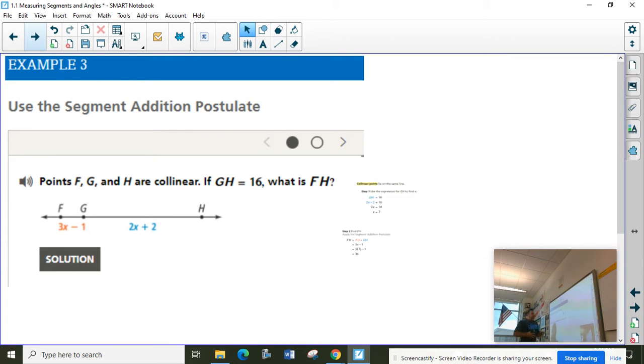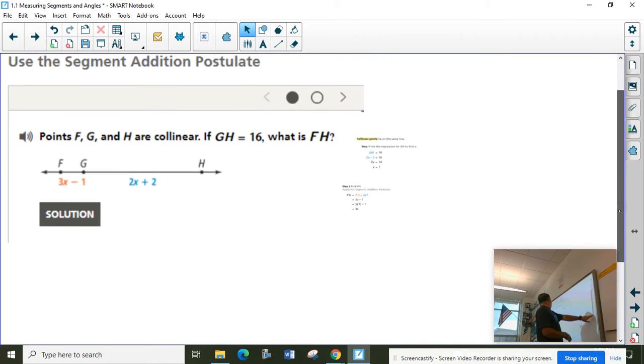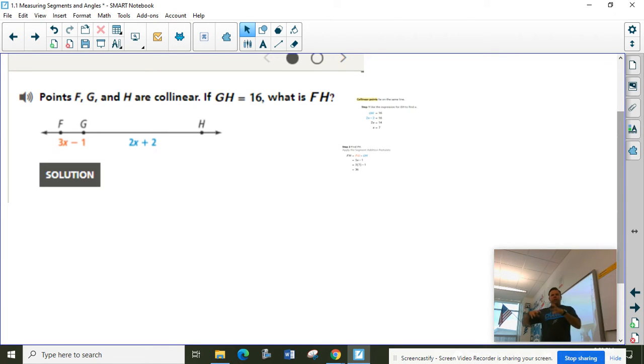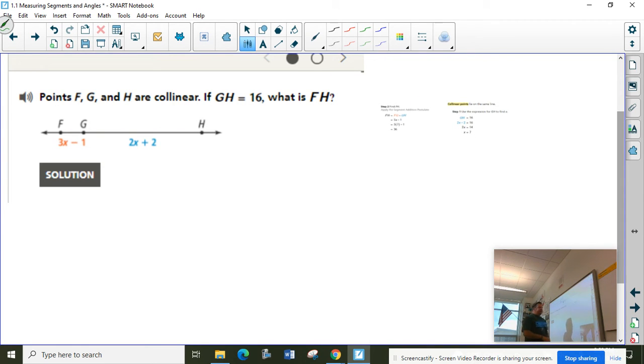Okay. So now this is the word collinear. What does collinear mean? Collinear means that all the points, 3 points or more, are in a straight line, right? No curves and things like that. So these are collinear. Now we're getting into some algebra, ladies and gentlemen. The thing is here, so you have these 2 equations, GH. So from here is 2x plus 2, but it also knows we equal 16. They want to know what F to H is. Well, we can't do that unless we know what FG is. So we got to solve for X.